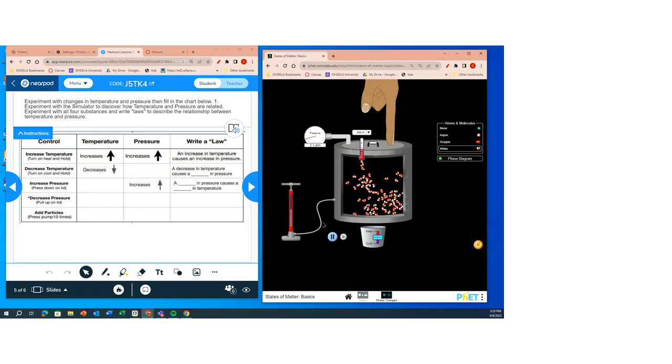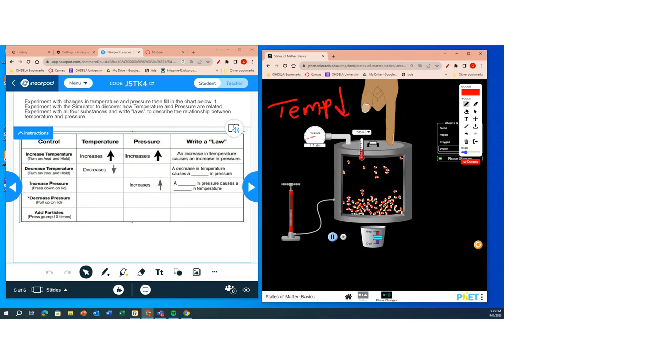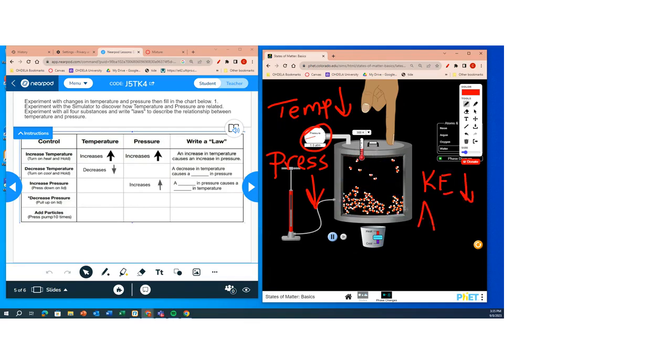The kinetic energy is less. The attraction for the molecules is increased. So in this particular case, let me just say this, the temperature, can I write that? I hope so. Temperature went down. The pressure went down. The kinetic energy went down, and the attraction between the molecules went up. Okay, so that's what we have here.